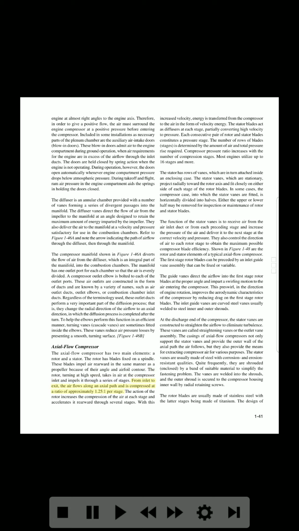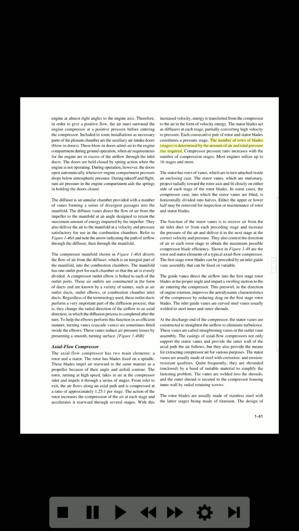The air flows along an axial path, and is compressed at a ratio of approximately 1.25 to 1 per stage. The action of the rotor increases the compression of the air at each stage and accelerates it rearward through several stages. With this increased velocity, energy is transferred from the compressor to the air in the form of velocity energy. The stator blades act as diffusers at each stage, partially converting high velocity to pressure. Each consecutive pair of rotor and stator blades constitutes a pressure stage.